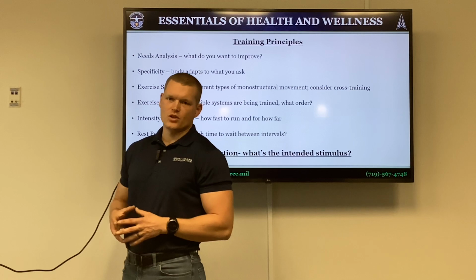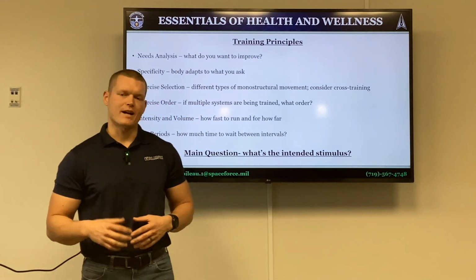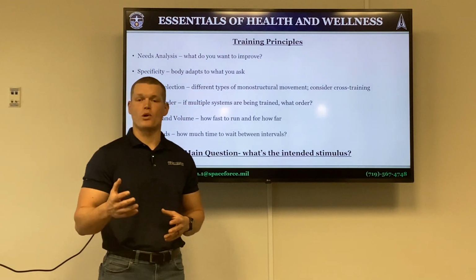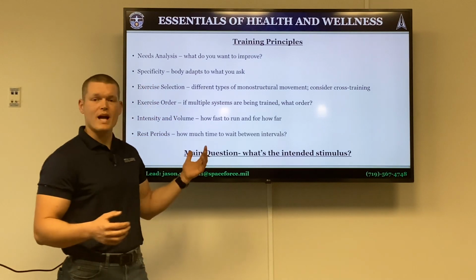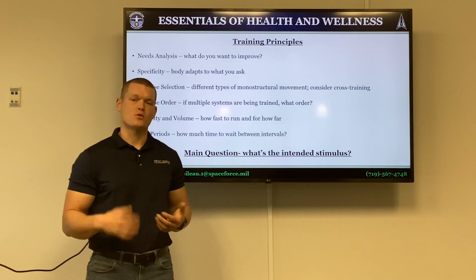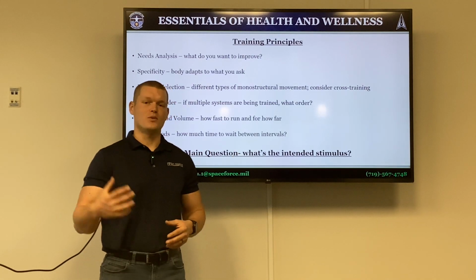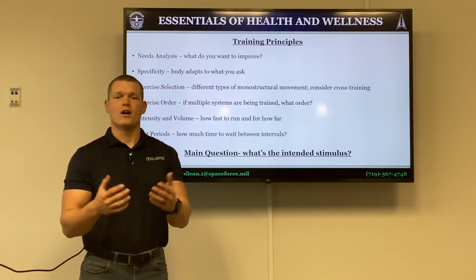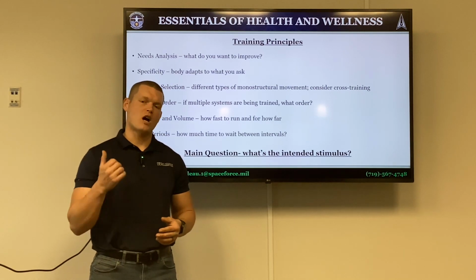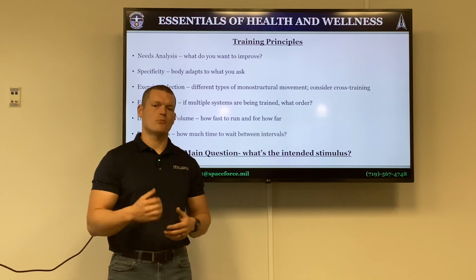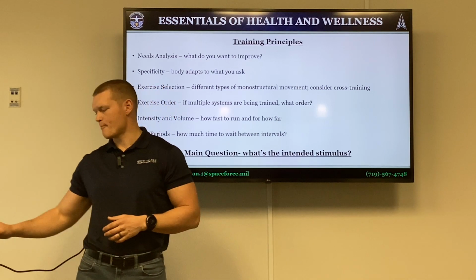Again, that's where we come back to what's the intended stimulus. If my intended stimulus is to get better at a 1.5 mile run, well, you can't rest in a 1.5 mile run. So we probably need to get pretty good at doing a 1.5 mile run at what we call our race pace. And we'll talk about some different training interventions or modalities in our last slide today.